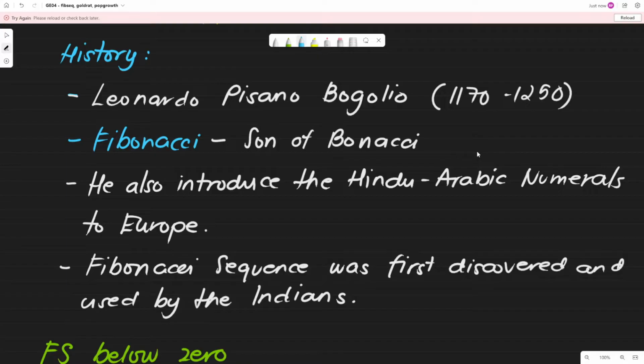Leonardo was not the first to invent, discover, or use the sequence; it was the Indians. 100 years before Leonardo, the Fibonacci sequence already existed. It just did not have a name and was not materialized. Leonardo got the credit because he materialized it, named it, and described the properties of the sequence.